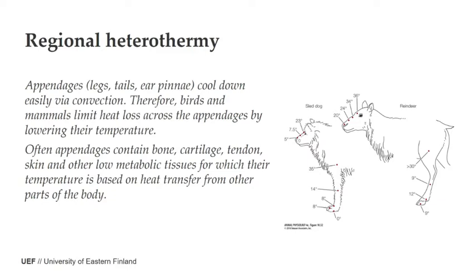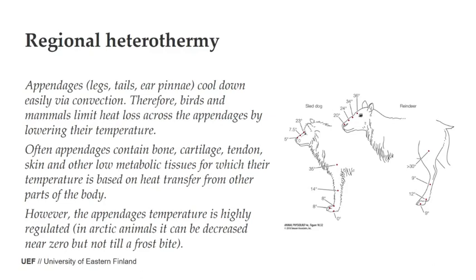So the temperature in these appendages is based on the heat transfer from the other parts of the body anyway. So it might be that they can't just maintain the body temperature in these distal parts of the animal. But actually, it's highly regulated. In these Arctic animals, they decrease the temperature, for example, in the legs to near zero, but not below zero, so they avoid frostbite.